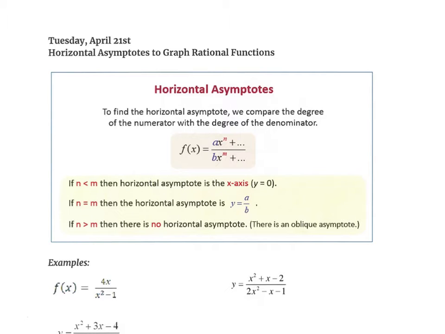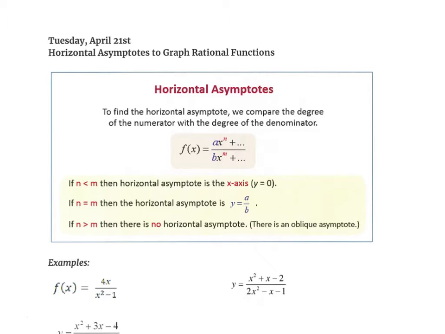Hi again. Now today we're talking about horizontal asymptotes. Yesterday was vertical asymptotes, today is horizontal asymptotes, all gearing up to be able to graph these by the end of the week. Horizontal asymptotes, though, are pretty easy.